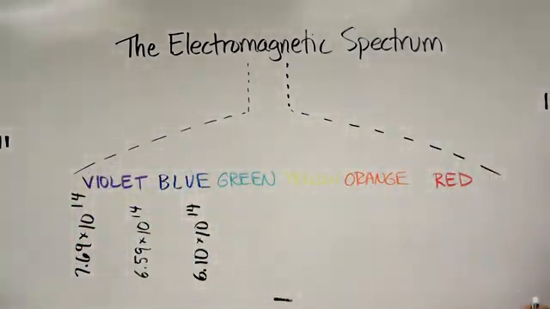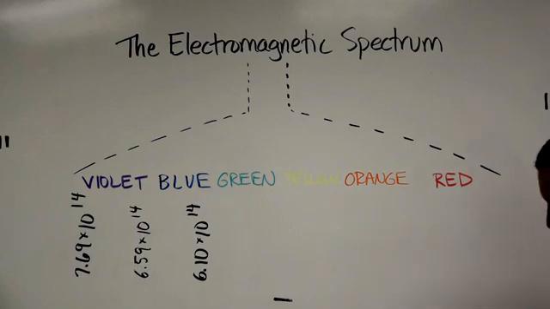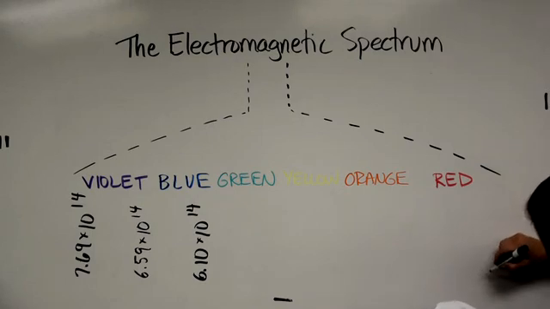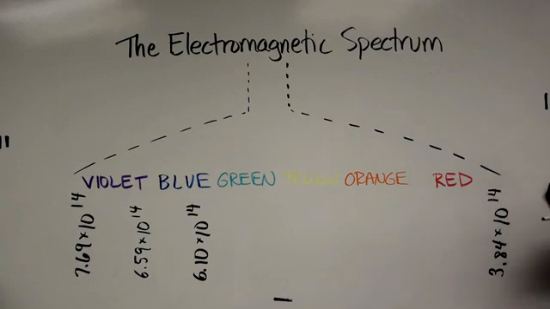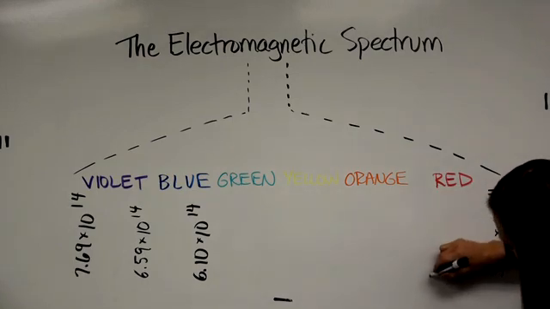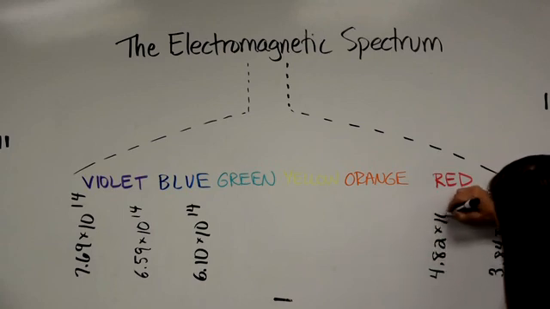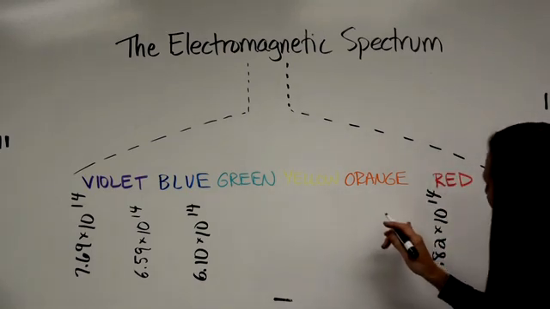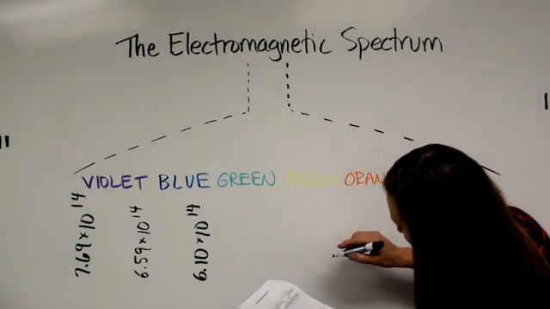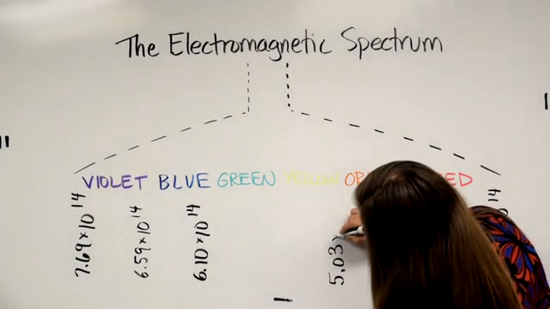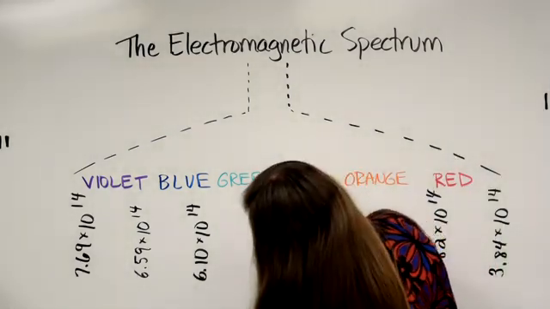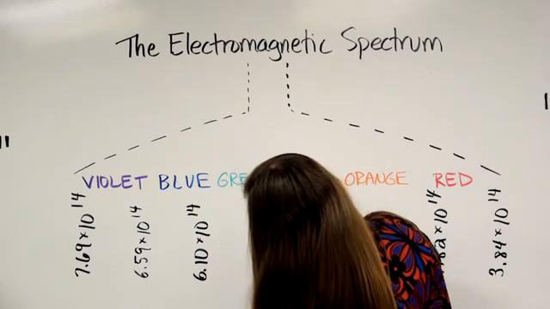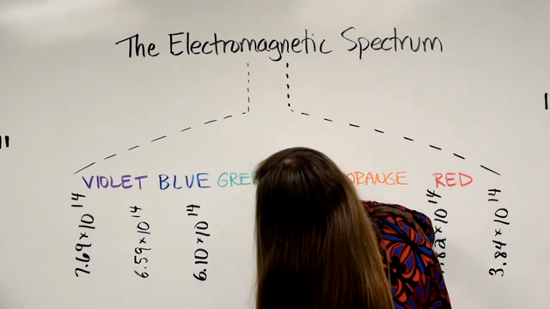I'm going to start over here with the red and work my way over. The red light has a frequency as low as 3.84 times 10 to the 14th. Then red light ends at 4.82 times 10 to the 14th. That's where orange light starts. Orange light ends at 5.03 times 10 to the 14th. That's where yellow starts. Yellow ends at 5.20 times 10 to the 14th.